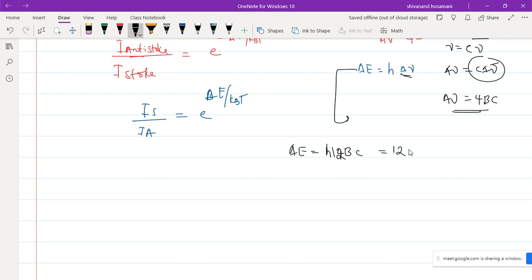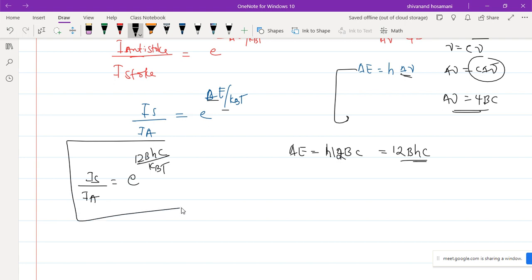This is nothing but 12bc. For example, back substituting, the real energy: intensity of the Stokes to intensity of the anti-Stokes is equal to e to the power of delta E, the energy difference, which is 12 times b into hc divided by kBT. Is that clear? So this is how they ask the intensity ratio. Done?